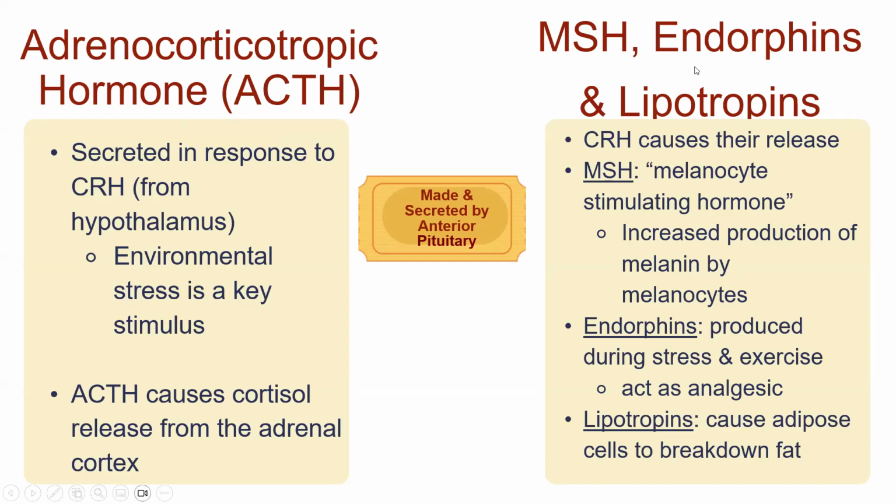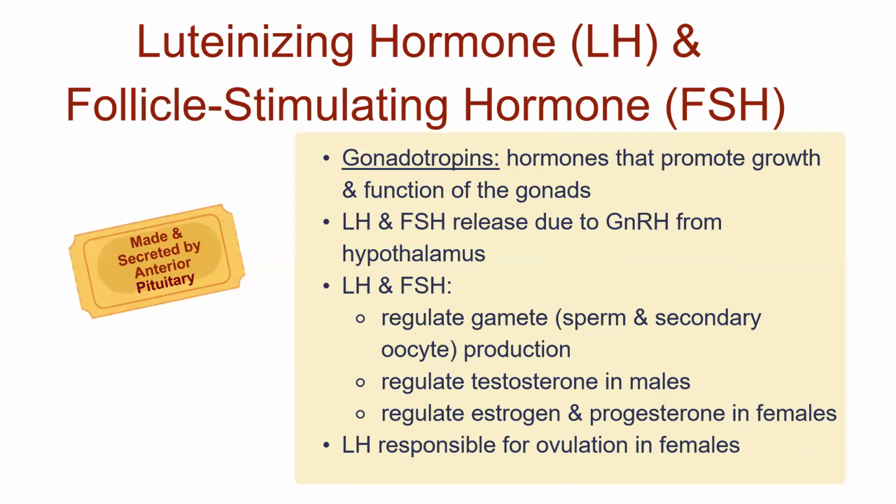This other category here is also related to that corticotropic releasing hormone. We have melanocyte stimulating hormone, which increases the production of melanin. We have endorphins that are produced during stress and exercise, and this is our natural analgesic. So analgesic is a fancy way of saying a pain protector, pain limiter. Lipotropins are going to cause adipose cells to break down fat. So that would be that lipolysis that we saw earlier.